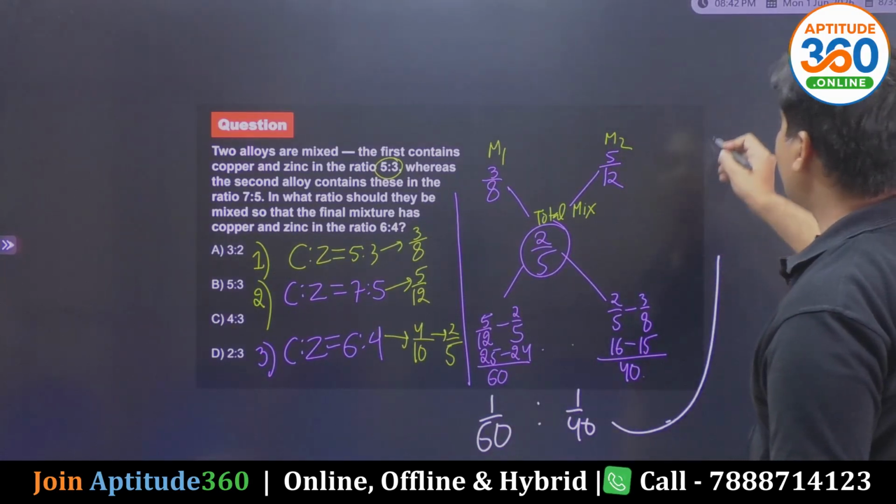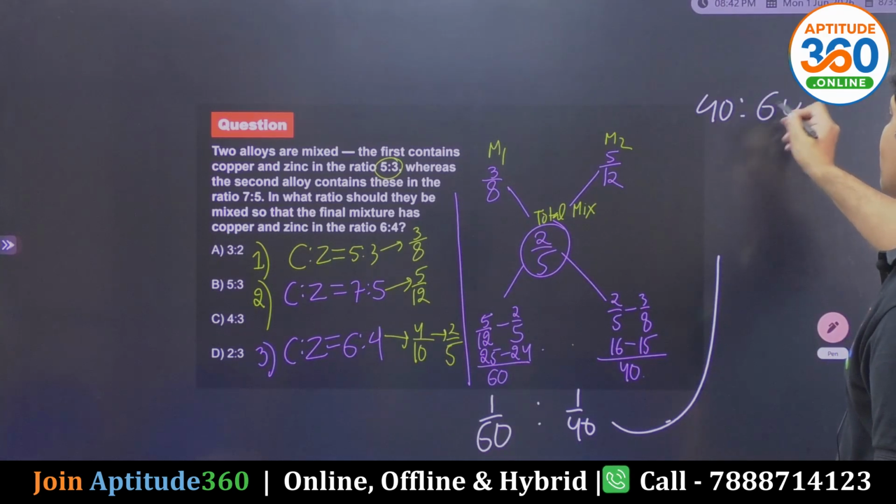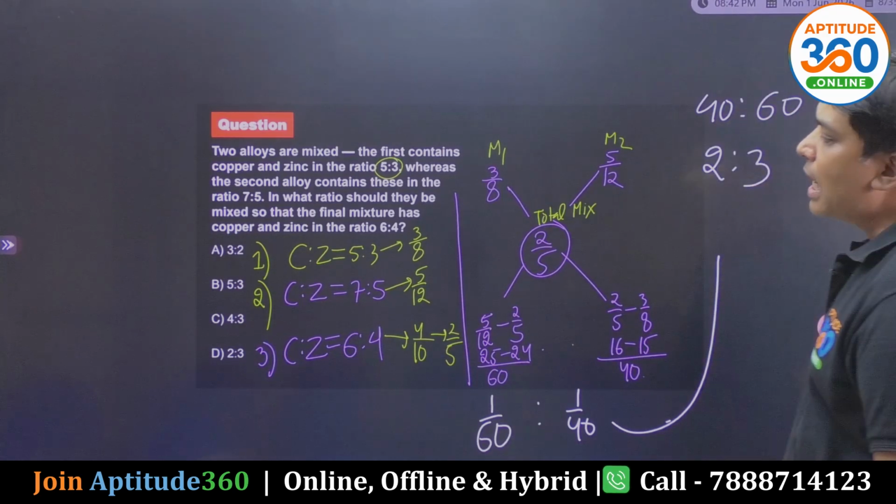Simplify kar lete hain isko. What is it that you should do? 40:60. 40:60, in what ratio should you be doing this? 2:3.